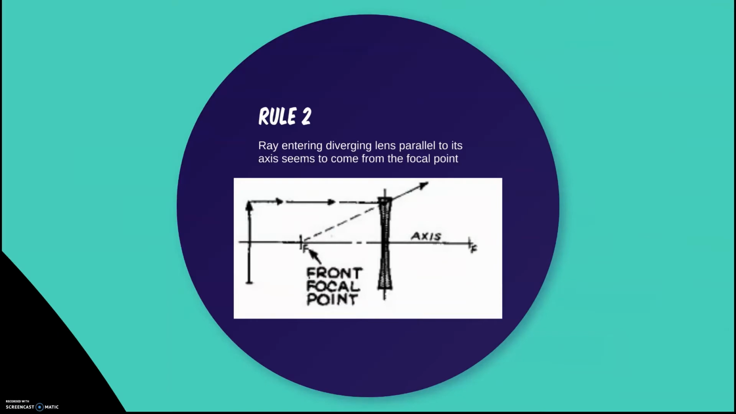Rule number 2 is that a ray that enters a diverging lens parallel to its axis seems to come from the focal point F. So as you can see, the focal point is on the left, and the ray is coming from the left parallel to the axis. But once it enters the lens, it is refracted off. And to us, because of that refraction, it looks like the ray is actually coming from the focal point itself.